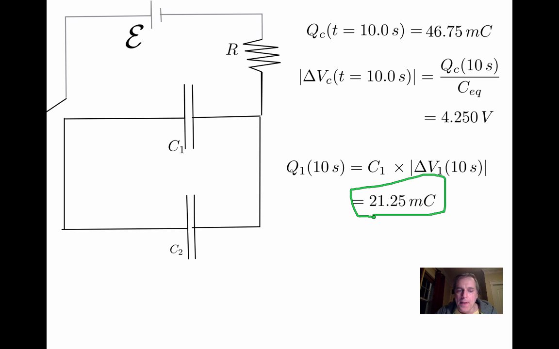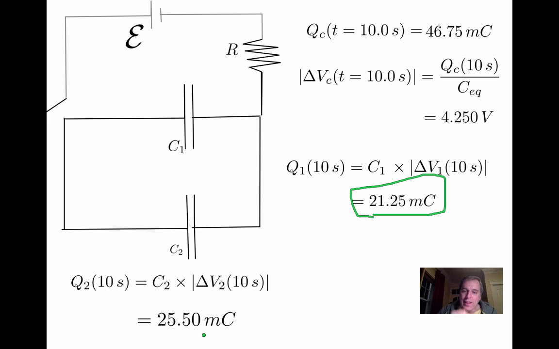Now, just to complete, as far as the question is concerned, we're done. But we can also find the charge on C2 at 10 seconds. Then we just use C2 times the voltage across C2, which is also 4.25 volts. And C2 was 6 millifarad. So if you do that, you get this. Now notice that the charge on C2 plus the charge on C1 gives the total charge on C equivalent, which is expected because all the charge that was moved by the battery ended up on C equivalent, or on C1 and C2. So this charge is equal to the sum of those two charges. And we're done with this problem.